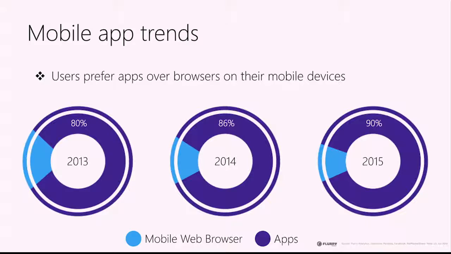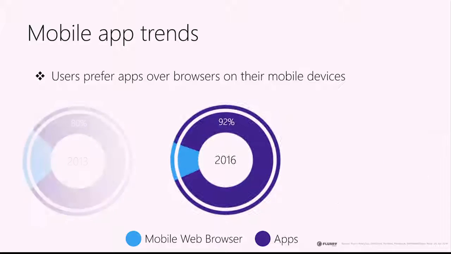So we see some stats here from 2013, 2015. We're seeing application usage increasing over the mobile browser. And Rob, you can probably guess where that trend is going. I'd say it's going up. Absolutely. We're seeing that just only increase. So people are using apps. People have lots of devices. They're using apps to exchange their data.